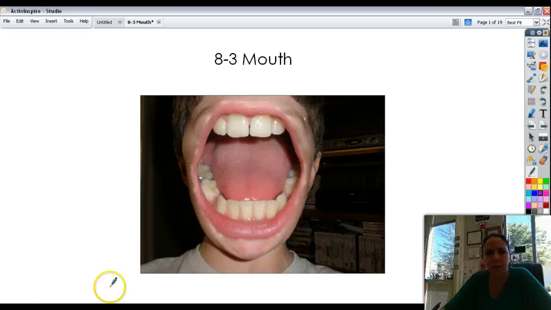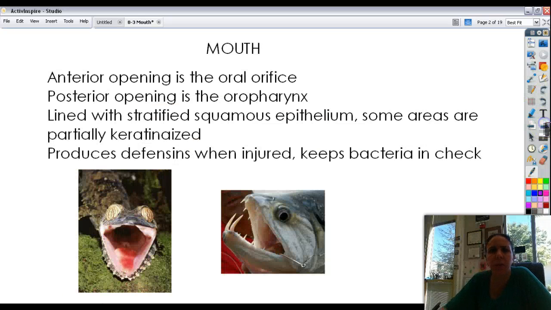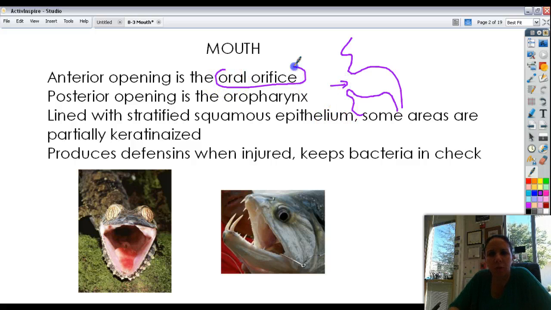Hi there, we are going to do notes on the mouth. The mouth is a cavity that has two openings. That's a mouth right there, and there's the rest of the mouth and your chin. The opening in the front where the food goes in is called the oral orifice, and the hole in the back where the food goes down is called the oropharynx. So those are the two openings of your mouth.